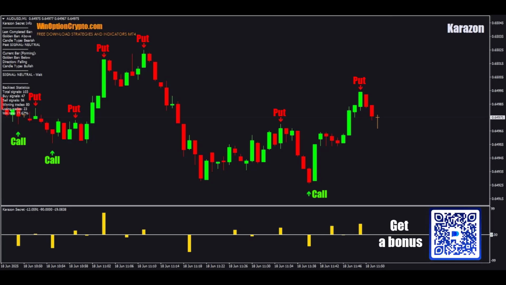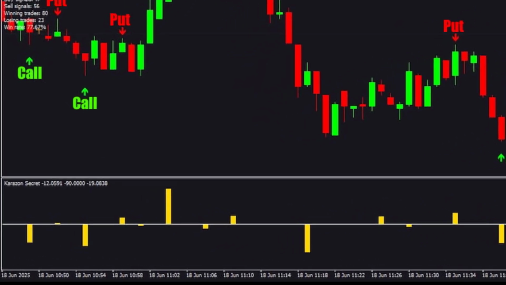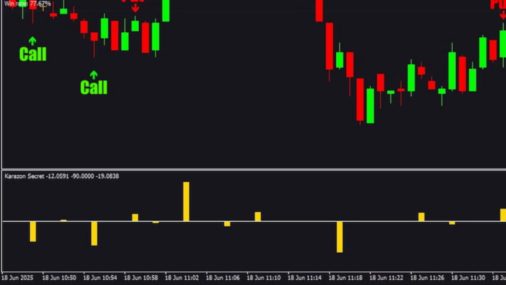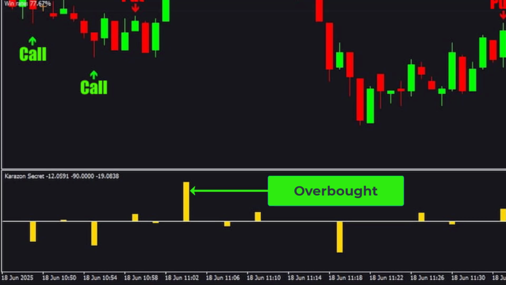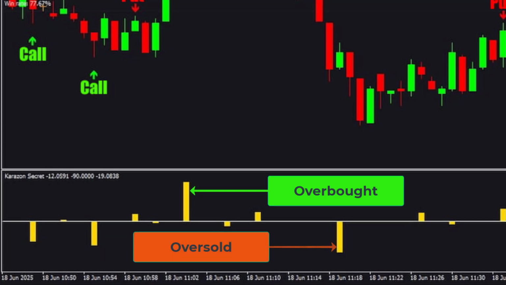In addition to the arrows on the chart, the Karazon indicator displays a histogram called the golden bar at the bottom of the screen, where oscillators are usually located. Its yellow columns above the zero mark indicate local overbought conditions, and columns below zero indicate oversold conditions. With the help of this visual element, the trader is better oriented in the current state of the market and receives confirmation of trading signals for opening trades.